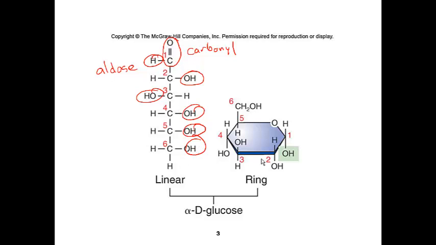Here's the linear form, here's the ring form. We know there are asymmetrical carbons here, which means that we can have an L form and a D form of glucose. Here's the first carbon. We can see here's the bridging oxygen in the ring form, and we number then to the right of the oxygen, carbon 1, 2, 3, 4, 5, and then the 6th carbon is branched off that ring.